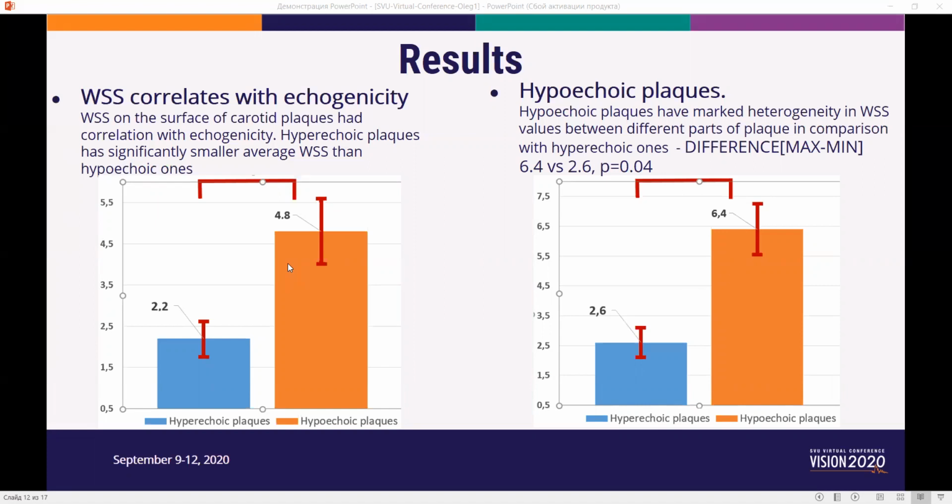However, the most striking and interesting result was that hypoechoic plaques have marked heterogeneity in wall shear stress values between different parts of the plaque. In comparison with hyperechoic ones, the degree of stenosis was the same, and this is the difference.